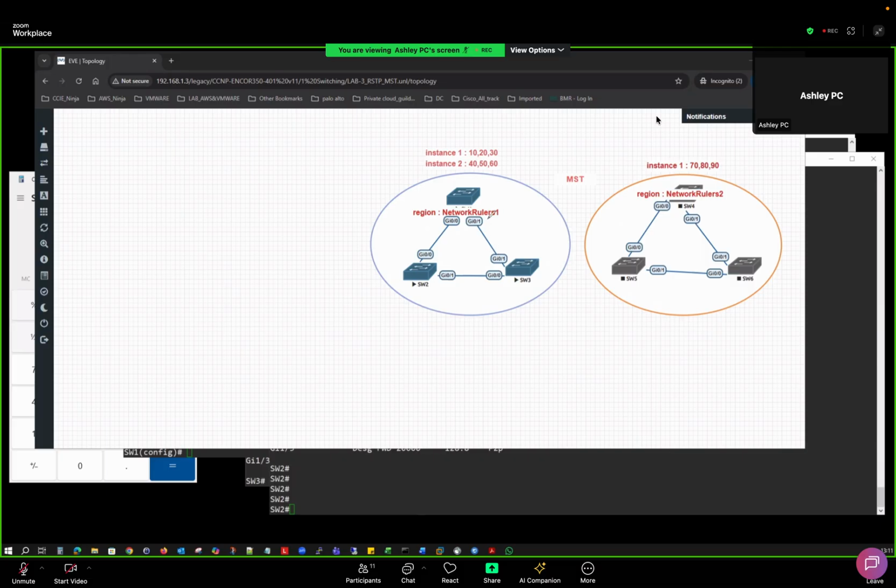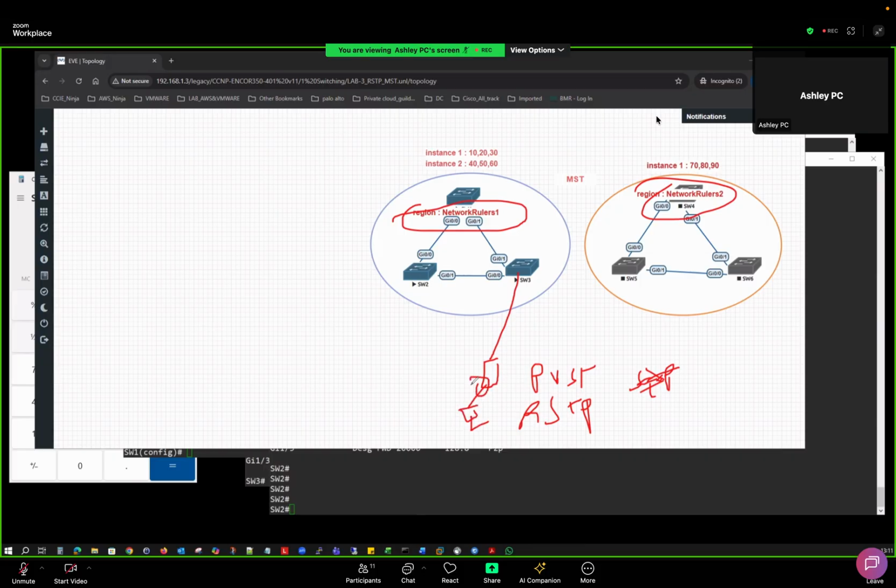Okay. Practically we are going to see that whenever you connect external devices, which are not part of your MST region, which are running PVST, or RSTP, or STP. By default a Cisco switch is going to run PVST only. We are going to remove that. Then if a node is in VLAN 10 and another node connects into the MST region in VLAN 10, how do they talk to each other?